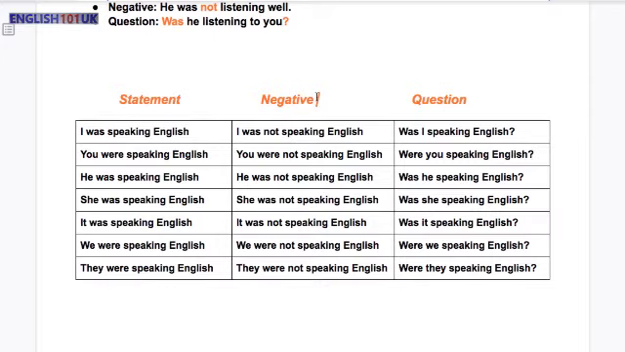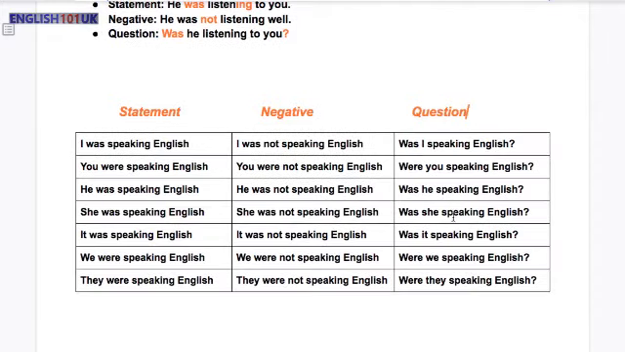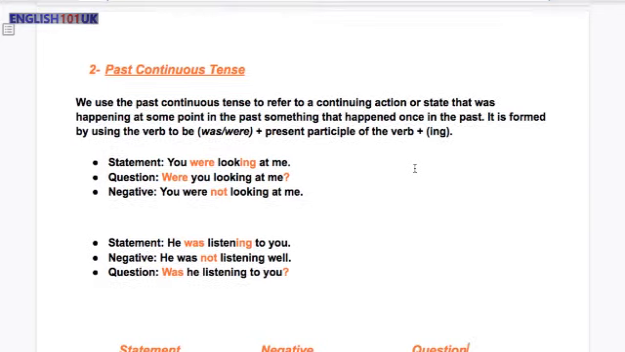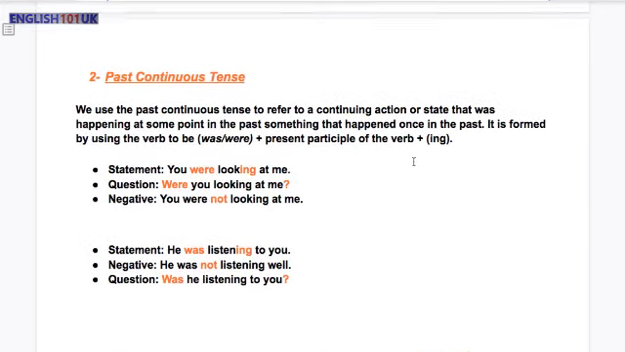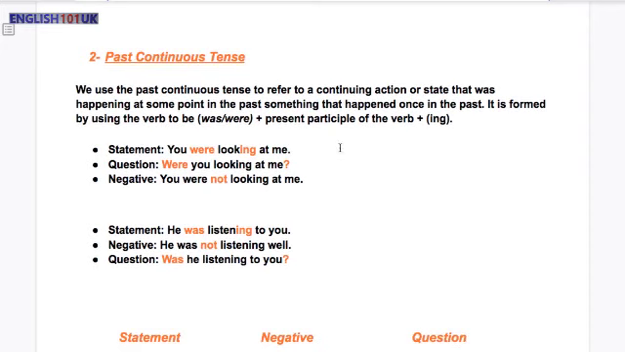And lastly, in the question form, we start with the verb to be. So, was I speaking English? Were you speaking English? Was he speaking English? Was she speaking English? Was it speaking English? Were we speaking English? And lastly, were they speaking English? Okay, so easy. It's similar to the present, but instead of using the verb to be in the present, we use it in the past.